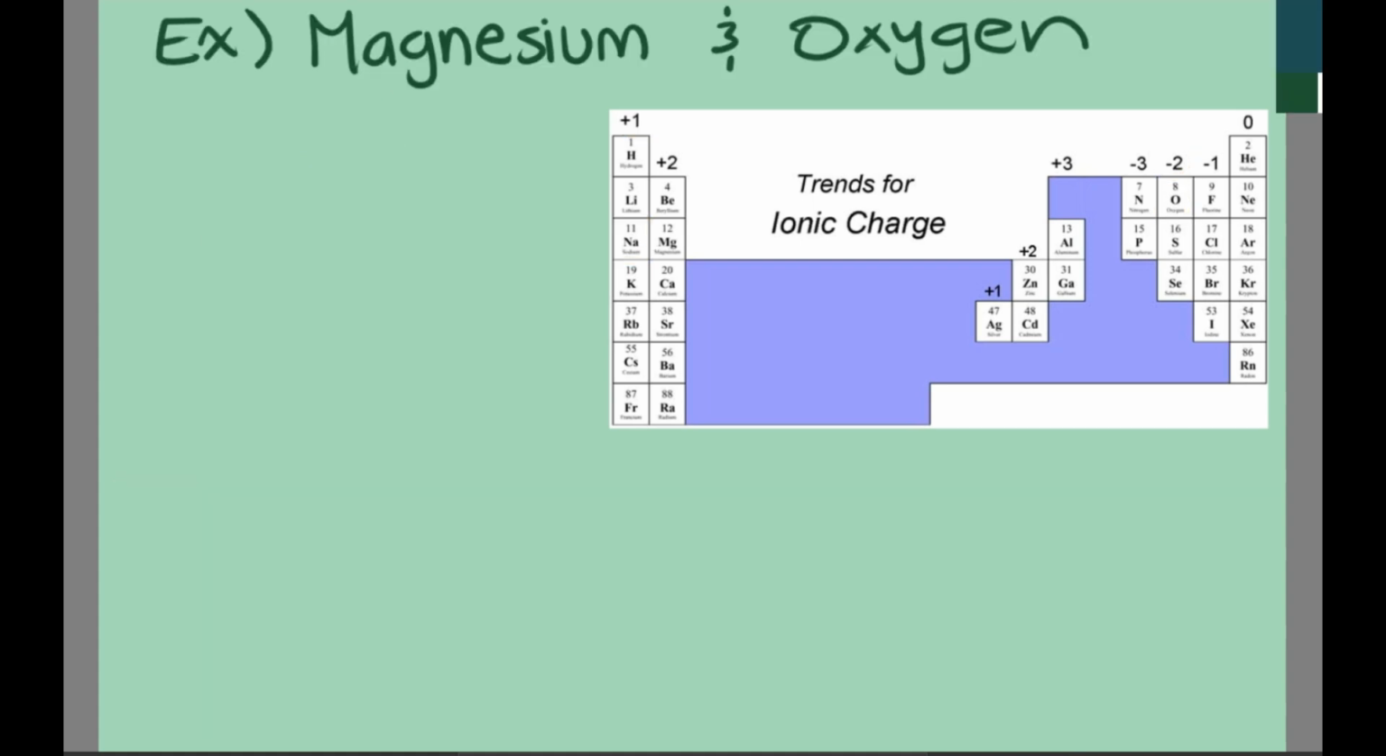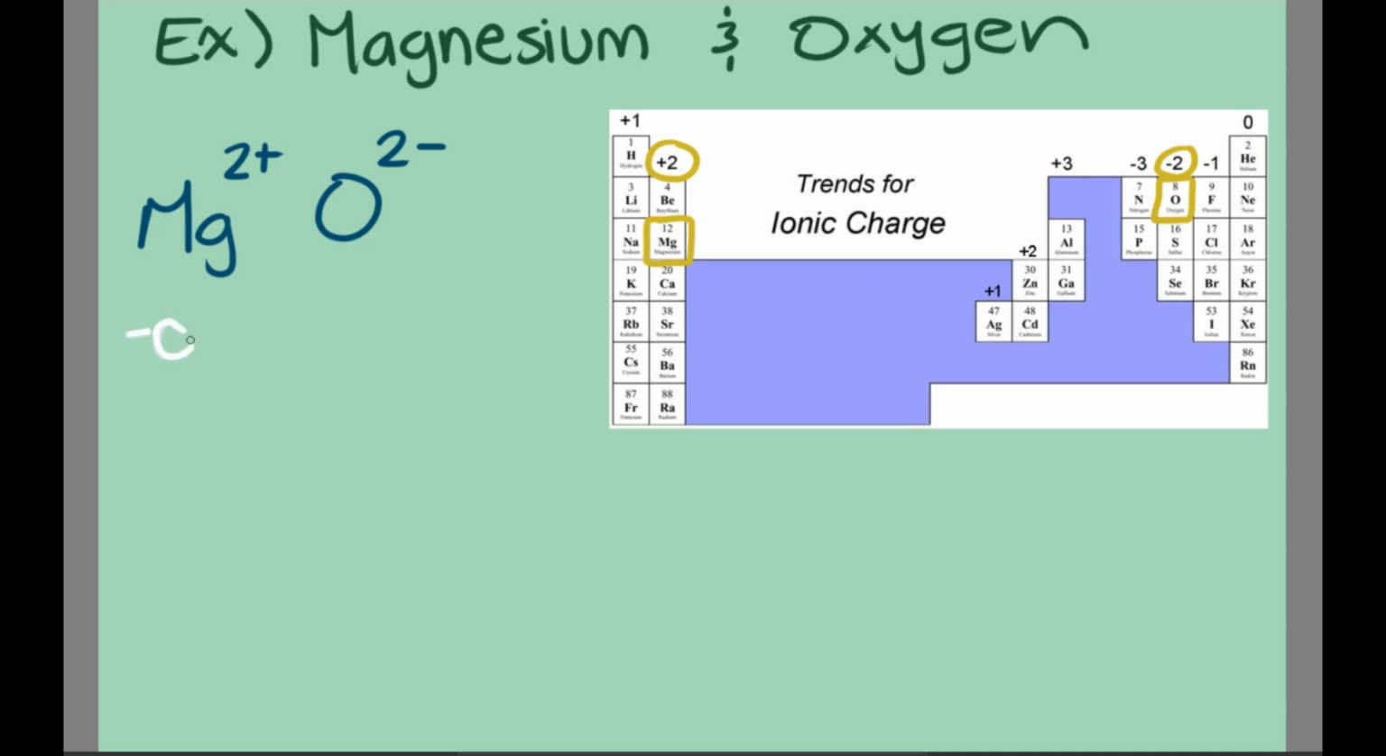Our next example is going to be magnesium and oxygen. Looking at the ionic trends table, magnesium has a +2 charge and oxygen has a -2 charge. Pause the video and try this one on your own. Like the original example of sodium and chlorine, magnesium and oxygen's charges cancel out, so we will just have one atom of each element, giving us a formula of MgO.